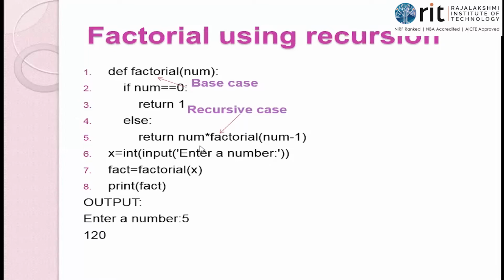Return num. What is num value? 5. 5 into factorial of 5 minus 1. What is 5 minus 1? 4, isn't it? So in the expression, 5 into factorial of 4, the factorial of 4 is a function call.